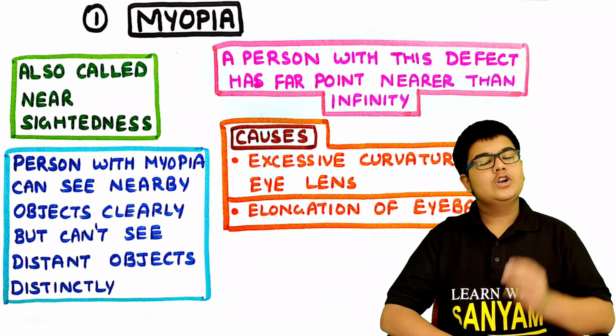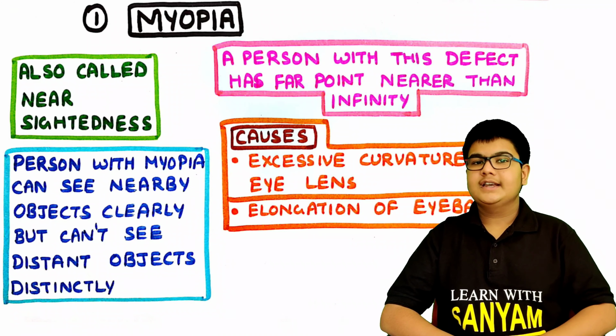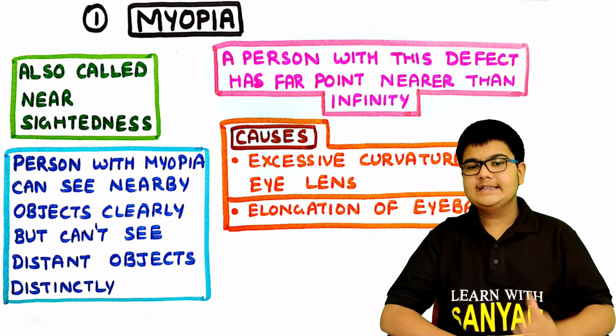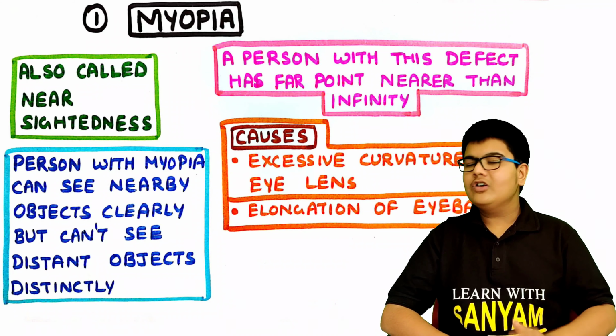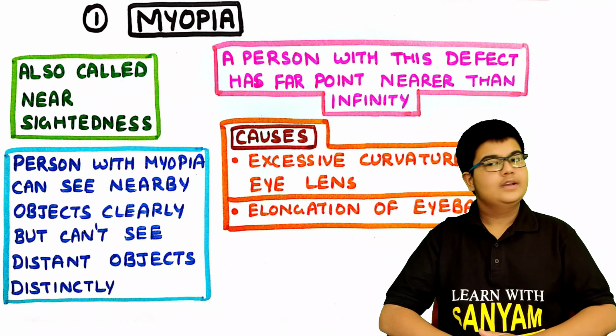This is caused by two major reasons. First, excessive curvature of the eye lens, and second, elongation of the eyeball. Due to both of these reasons, myopia can be caused. During myopia, the image of a distant object is formed in front of the retina and not on the retina. For the image to be interpreted by our brain, it needs to be formed on the retina.